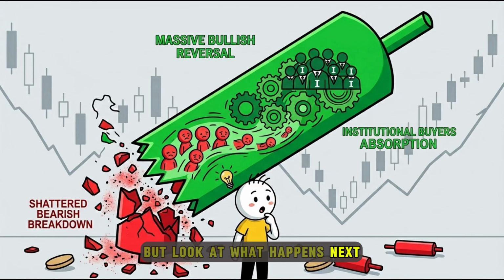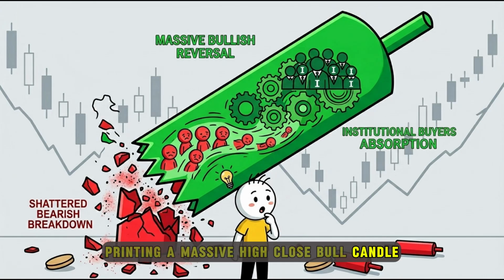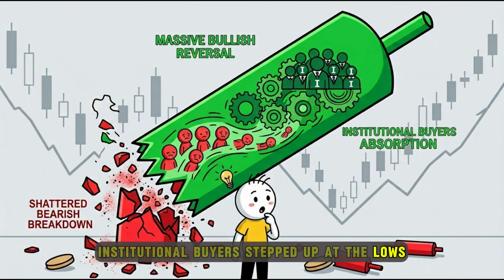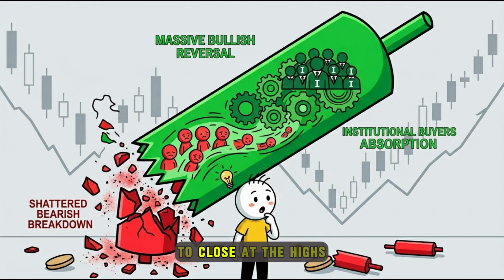But look at what happens next. The market completely denies the bears, printing a massive high close bull candle. This is a violent, immediate rejection. It tells us that massive institutional buyers stepped up at the lows, completely absorbed the selling pressure, and rocketed the market right back up to close at the highs.